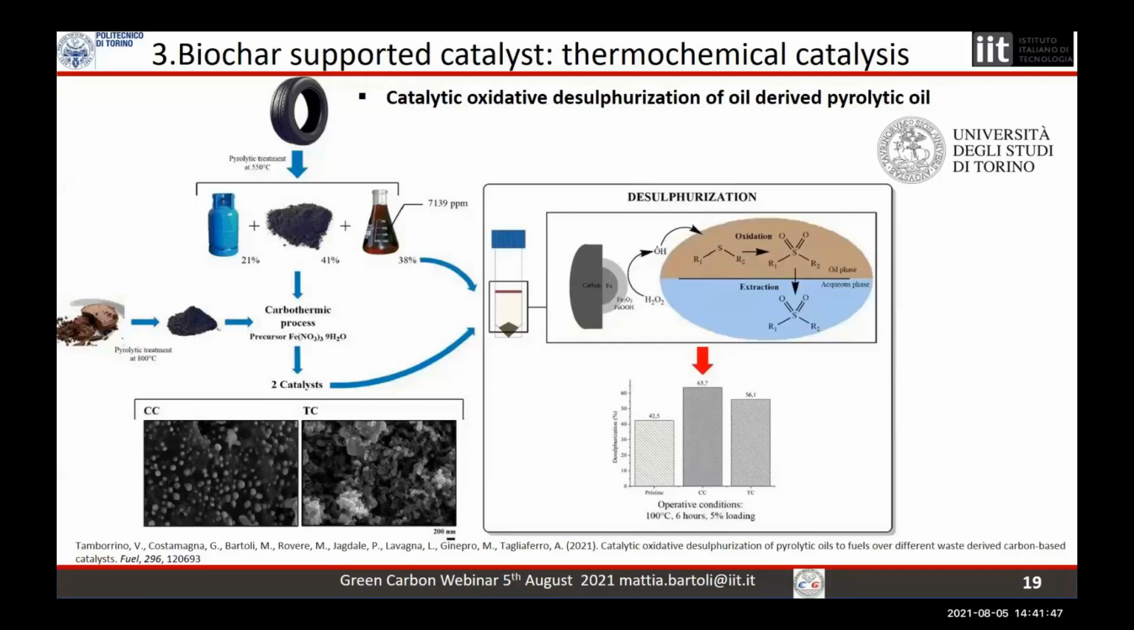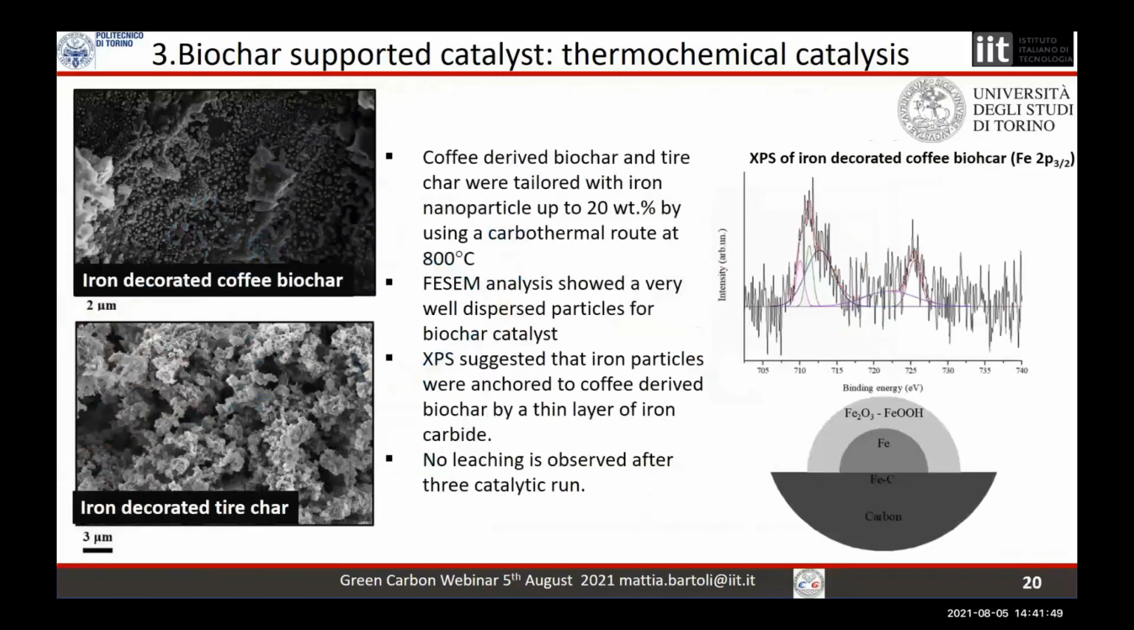So quite interesting. More interesting was the different effect of those two materials. While the carbon black recovered from tire after decoration with iron worked quite well, but not so much, the iron-decorated coffee biochar was very, very promising. And this was due to a morphological feature.